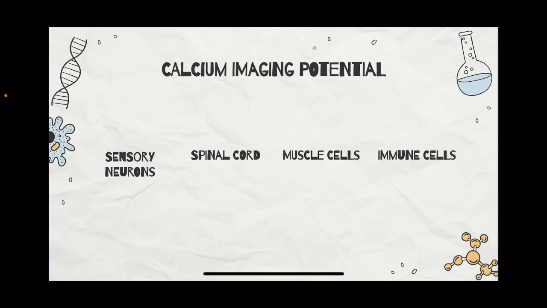Calcium imaging can be used to reveal how neurons process all kinds of signals, like pheromones, odors, touch, neurons in the spinal cord, muscle cells, immune cells, and much more.